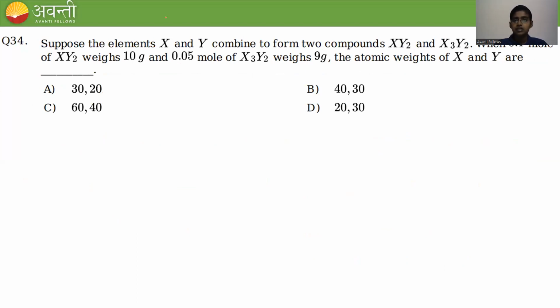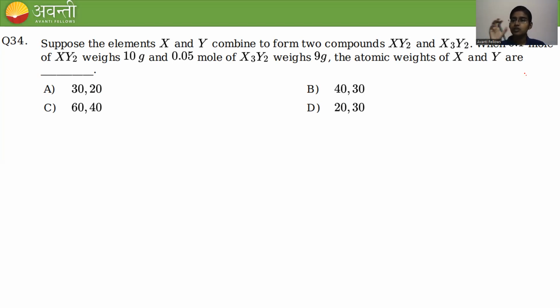Suppose the elements X and Y combine to form two compounds XY2 and X3Y2. When 0.1 mole of XY2 weighs 10 gram and 0.05 mole of X3Y2 weighs 9 gram, the atomic weights of X and Y are? What we have to find out? We have to find out the atomic weight. So how to find out the mass? Atomic weight is nothing but the mass, right?